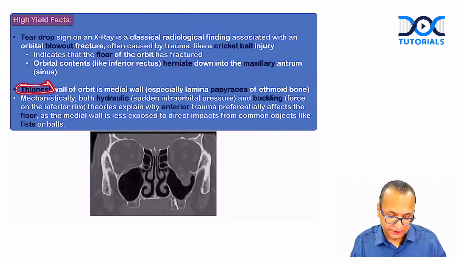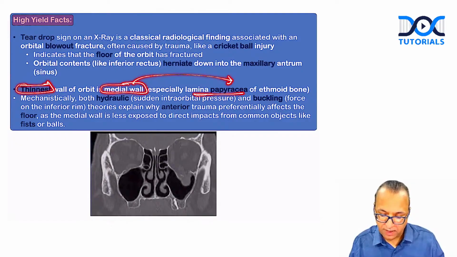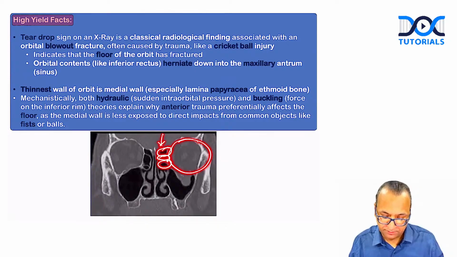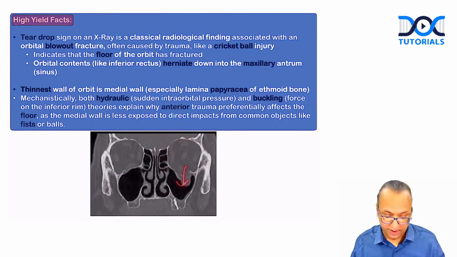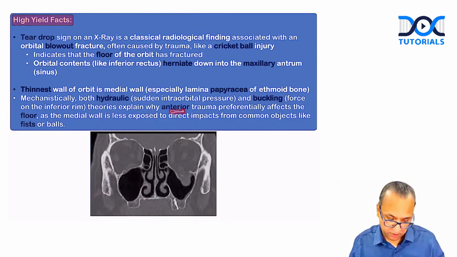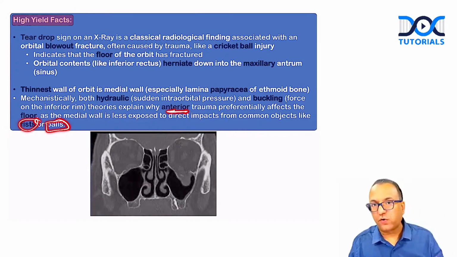Now, the thinnest wall is, of course, the medial wall because of the ethmoid bone, lamina papyracea, which you can see here. This is the orbit. So the medial wall, lamina papyracea, because ethmoid air sinuses are there. But somehow, documentation of medial wall rupture in blowout fracture is less as compared with the floor. Reasons are given mechanistically: there is a hydraulic theory and a buckling theory, that the floor is more involved than the medial wall. So we can follow that any anterior trauma, maybe fast moving balls or fist, compromises more of the floor rather than the medial wall.